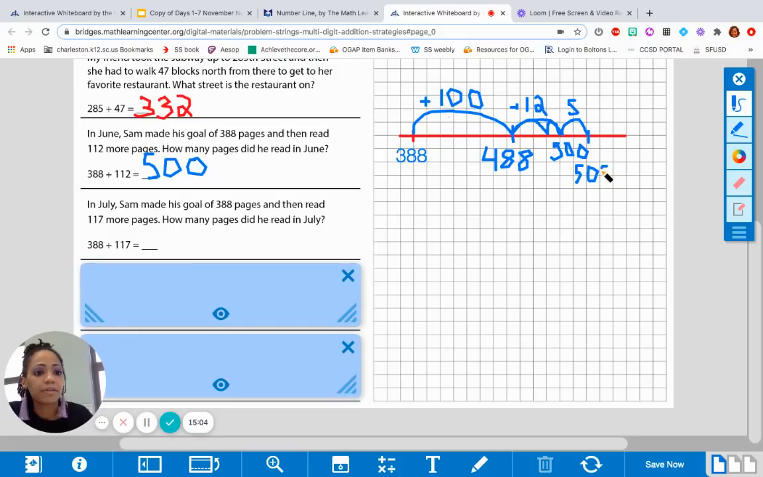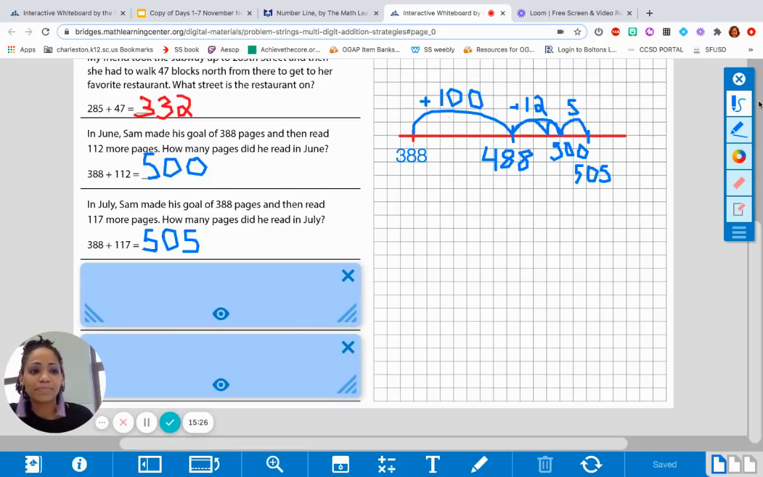505. So 388 plus 117 is 505. I hope you guys saw that without me telling you, and if you didn't, the more you hear me talk about it and the more you really think about it to try to make sense and understand what I'm saying, the better at it you're going to get too.